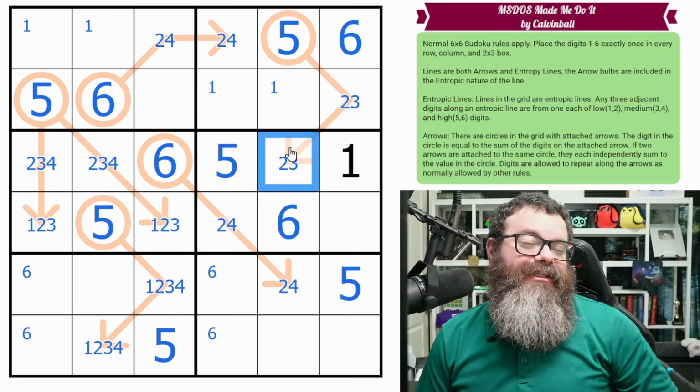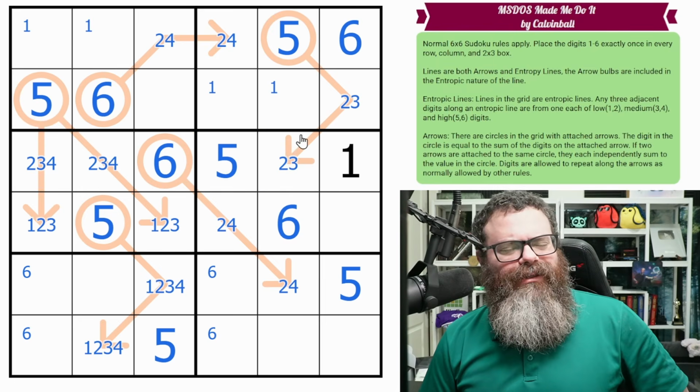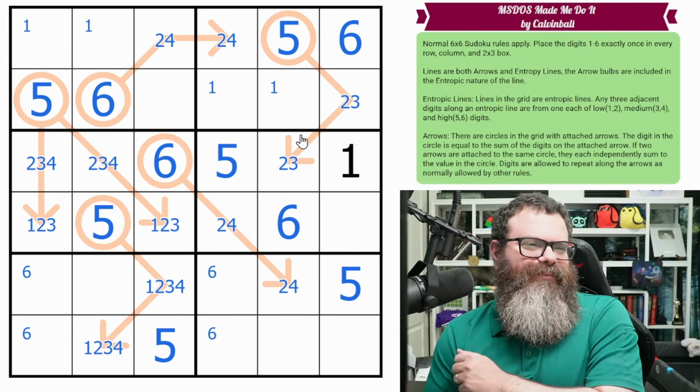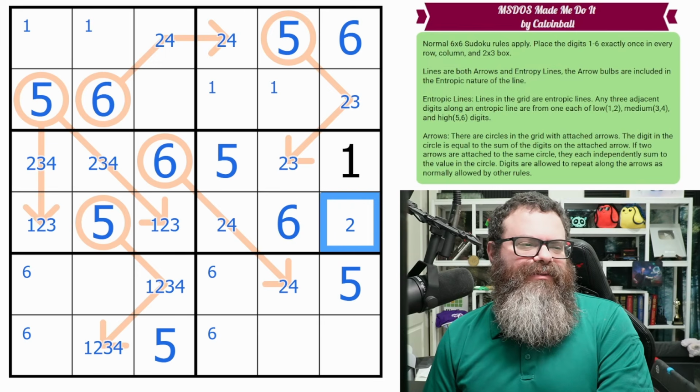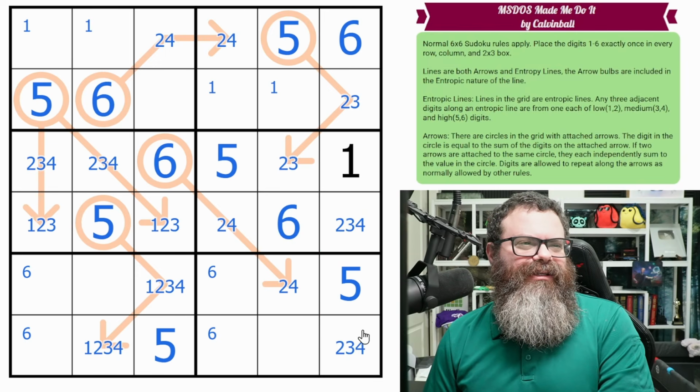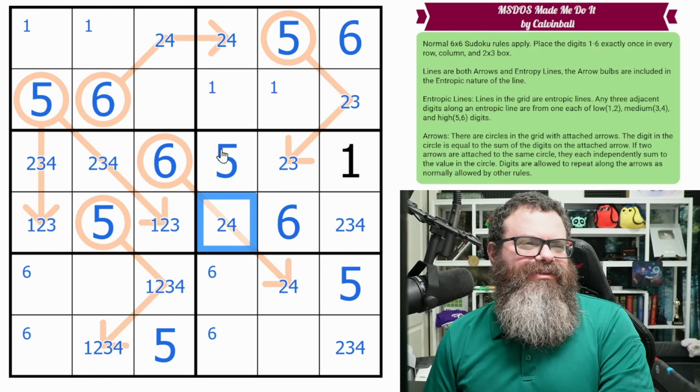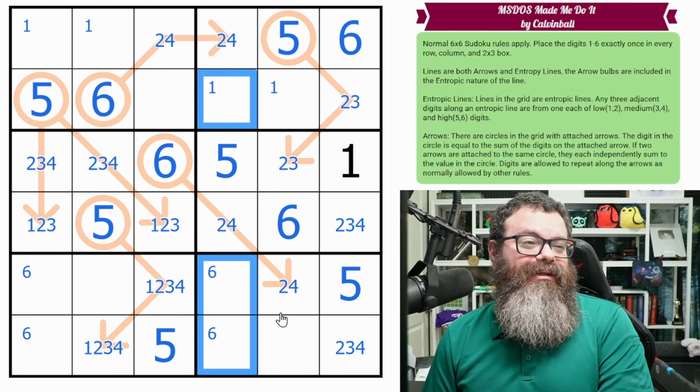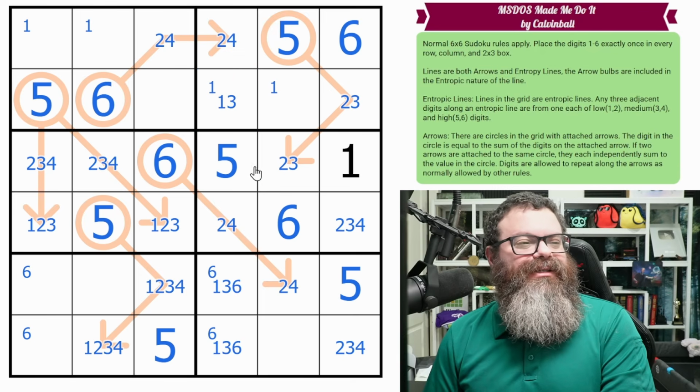I could have penciled this cell and seen it was 2-3. Anyway. 2, 3, 4 here. Oops. 2, 3, 4 here. What am I missing? 2, 4 pair here. So this is 1, 3, 6.